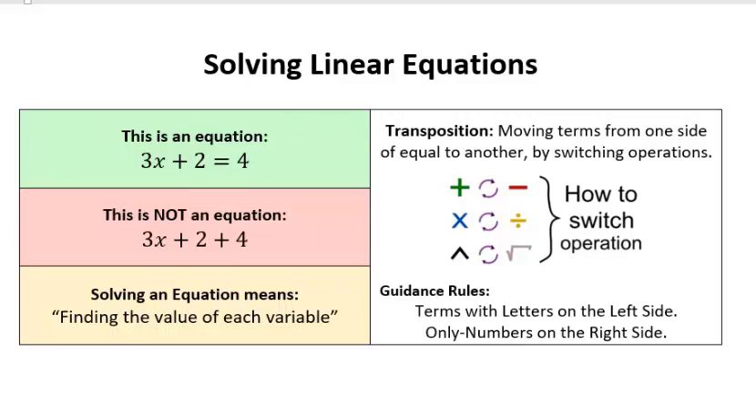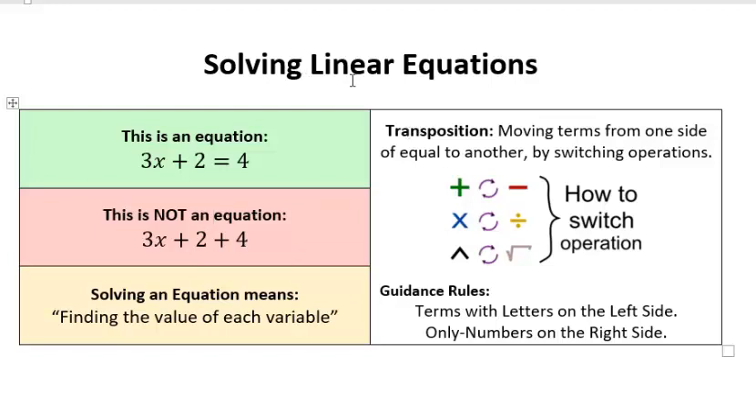Okay, we're going to talk about linear equations, how to solve them. First, we need to understand that an equation always has an equal sign and at least one variable. So if you don't see any equal sign, you don't have an equation. Okay, and the expression solving an equation basically means finding the value of each variable. That means if the equation has an x, you need to figure out which number is x. Okay, if it has a b or an a, which numbers are those letters?